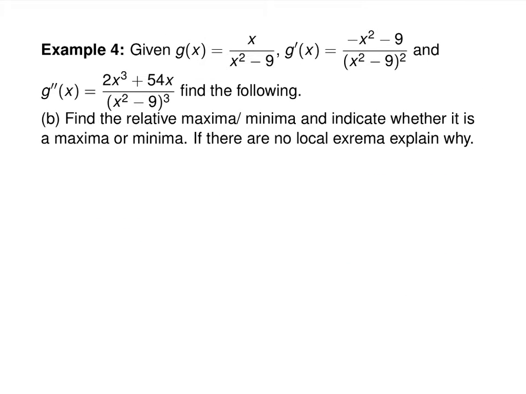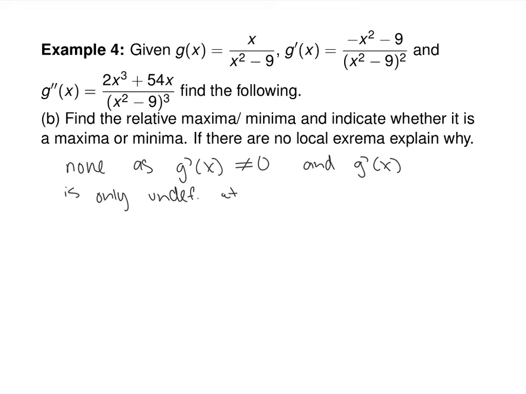Find the relative max and relative min and indicate whether it's min or max. If there are none, explain why. So are there any local extrema for this guy? So there are none, as g prime of x does not equal 0, and g prime of x is only undefined at its vertical asymptotes. So there are no maxes and mins in this case.